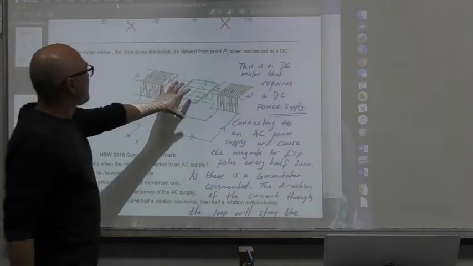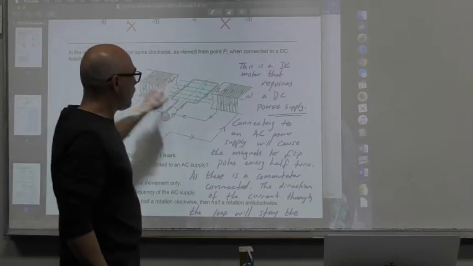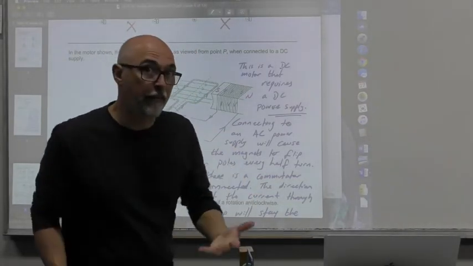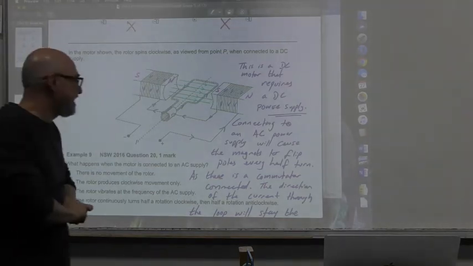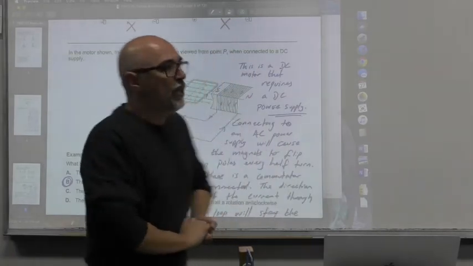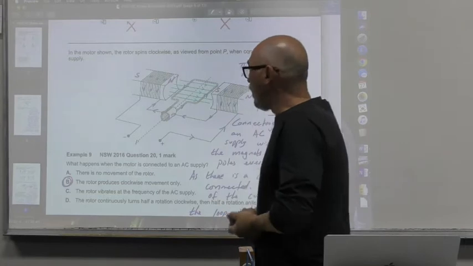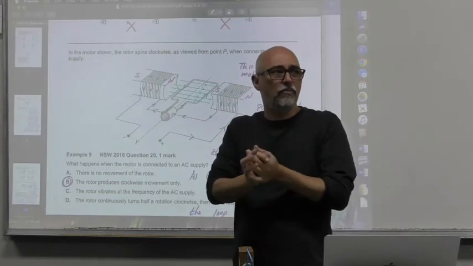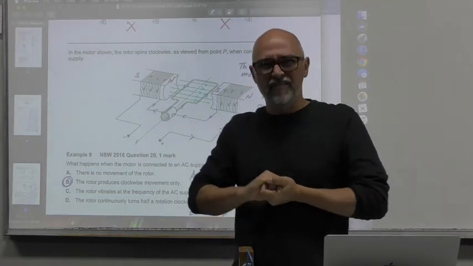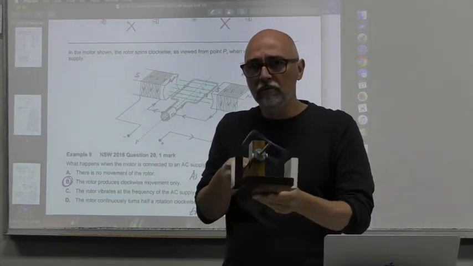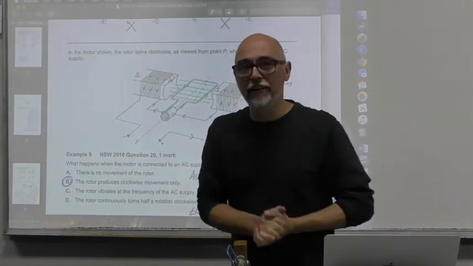So this is exactly the same situation that was illustrated in the previous question with solenoids being used to create the magnetic field, all right? What happens to the motor when the motor is connected to an AC supply? If it connects to an AC supply with a commutator, you're going to say to yourself, well, what happens? Does it spin? Does it wobble? What exactly happens? Well, this is where you've got to put your logic brain on, okay?